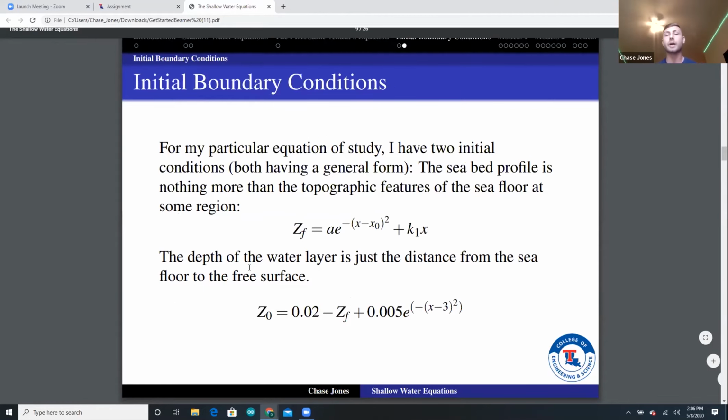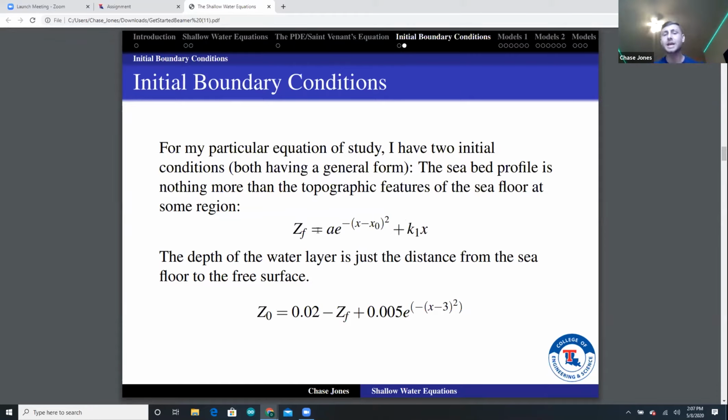So the initial boundary conditions, for a long time during the project, I just thought there was one initial boundary condition. I thought the seafloor was the only thing I had to consider. And that's not true at all. So the Z sub F, again, is just what the bottom of this ocean looks like, the bottom of my aquatic system. And I kept the equation general, for the sake of consistency when I consider several different cases. But I want to go ahead and lay out this equation algebraically.